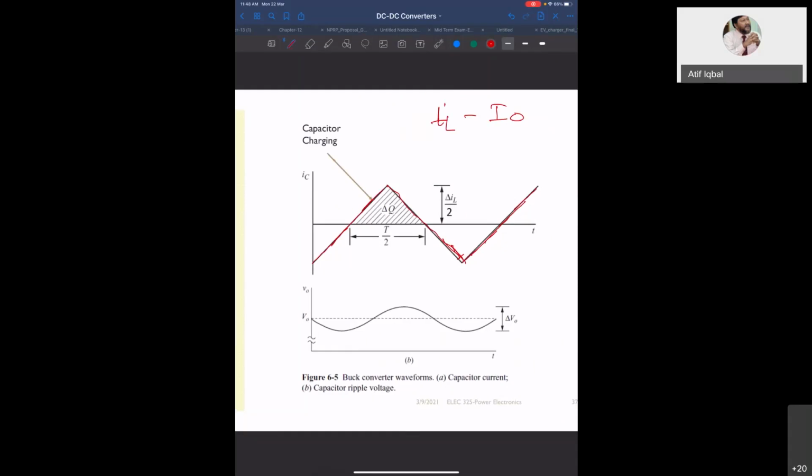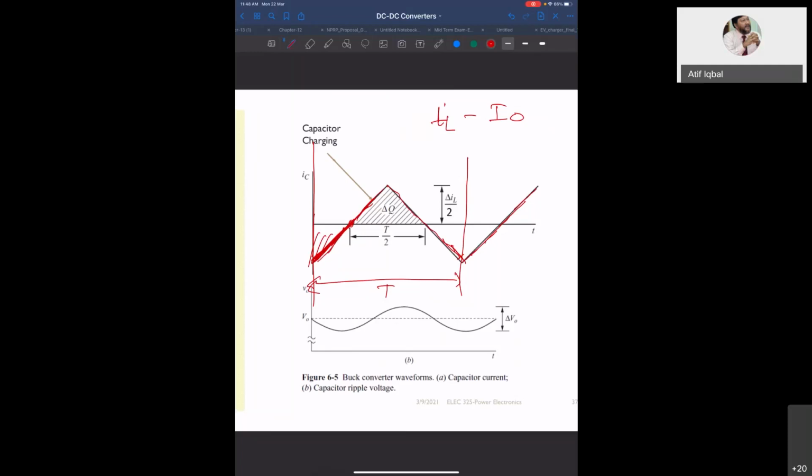Now you see here the current is increasing from here to here. I just discard this part because, even if you consider this part, from here the current is increasing, but this is negative. So from here to here, this is one complete cycle.